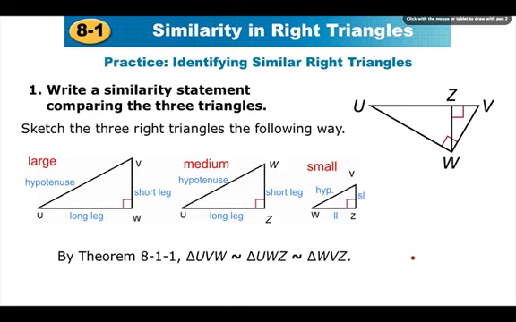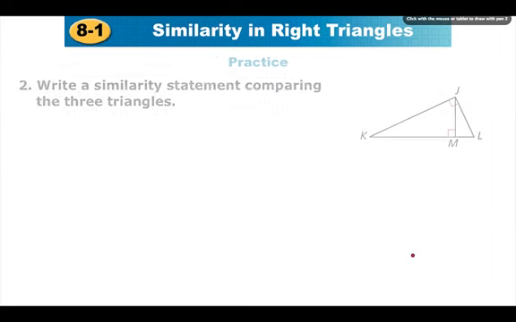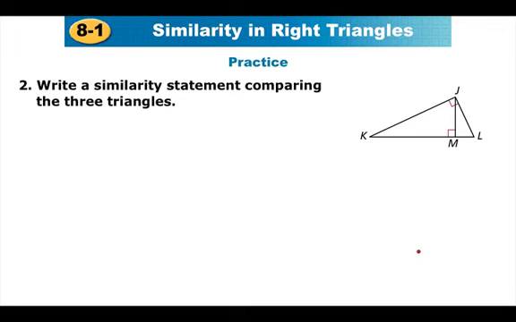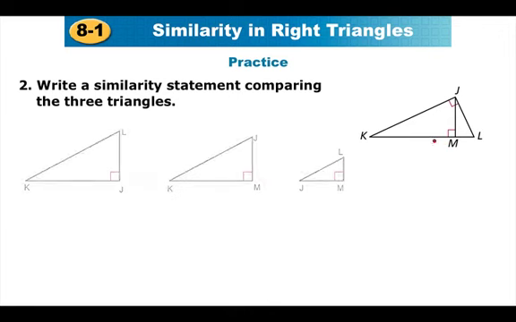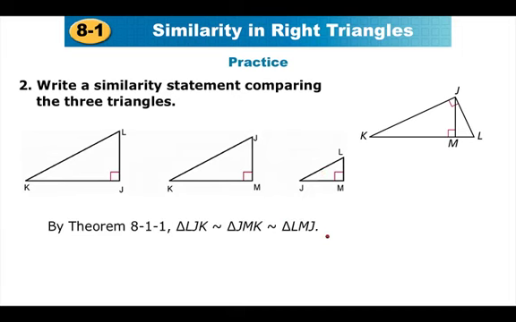Let's move on to number two. It says write a similarity statement comparing the two triangles. I'm going to ask you to pause this for a second, and then I'm going to show you the answer in just a little bit, so test yourself. So now, this is the answer. Once you sketch the two triangles just like number one, you're able to see that this is the similarity statement that we have as the answer. Let's move on to the next slide.